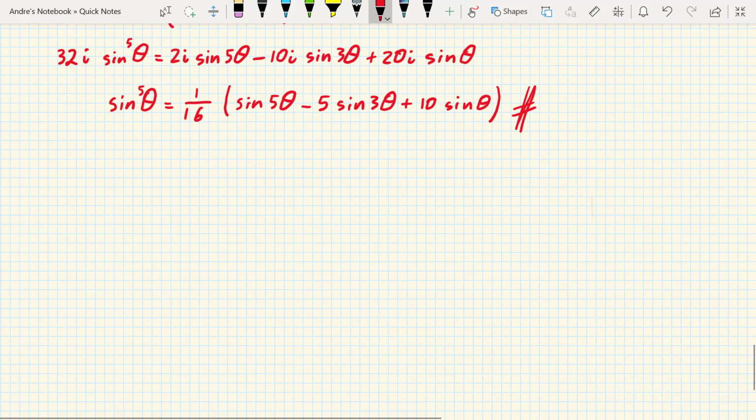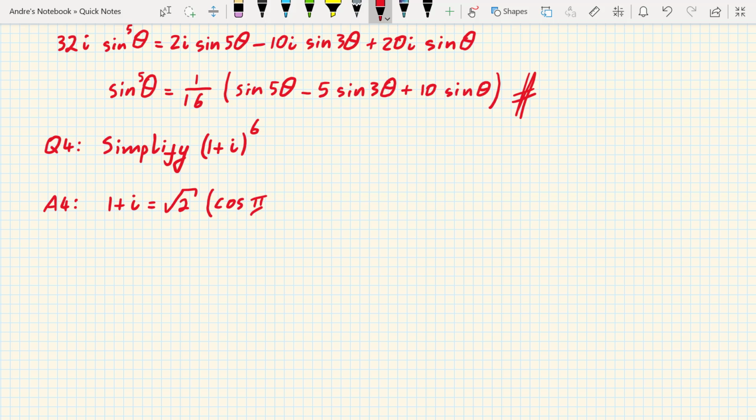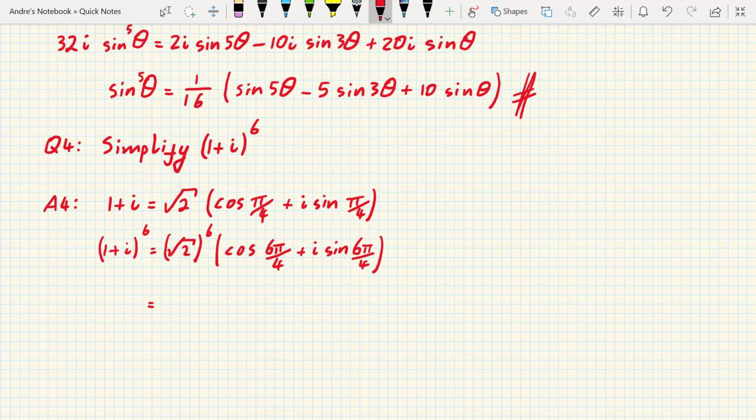For our final example, we're going to look at simplifying a complex number raised to an integer power. In this case, we're looking at (1 plus i) to the power of 6. Now we can write 1 plus i as being equal to root 2 times (cos pi by 4 plus i sine pi by 4). Once we've got that, if we raise both sides to the power of 6, we can apply de Moivre's theorem to the bracketed term, and consequently the result is minus 8i.